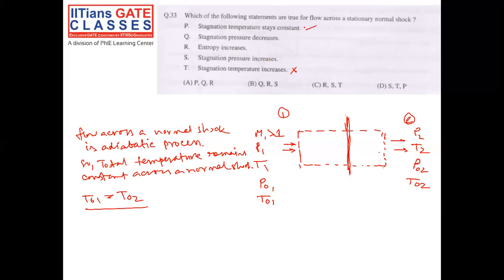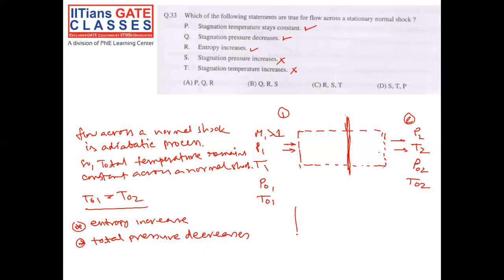This is correct. Now across a normal shock, entropy increases, and as entropy increases, total pressure decreases. So entropy increases, this is correct. Stagnation pressure or total pressure decreases, this is correct. And total pressure, stagnation pressure increases, this is not correct. So the total temperature remains constant, entropy increases, total pressure decreases.